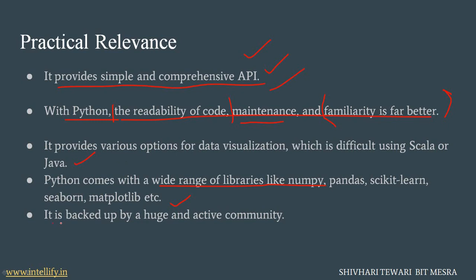After that, the last but not least importance of Spark is that it is backed up by a huge and active community. Many data engineers and many data scientists support Spark because of its readability and its familiarity with Python; it is easy to use and easy to understand with Python. That is why many data engineers, data scientists and statisticians use Spark with Python, and they support it, and it is backed up by a huge and active community of data scientists and data engineers. So these are the practical relevance of Spark in Python.